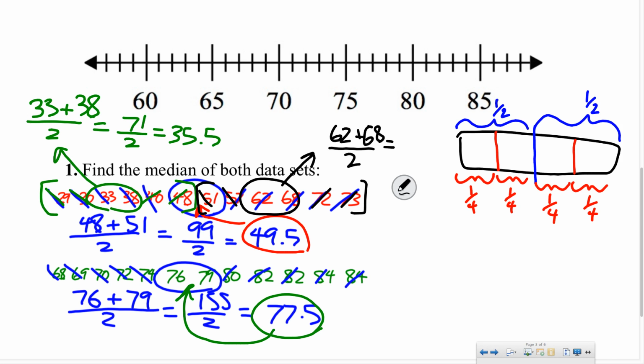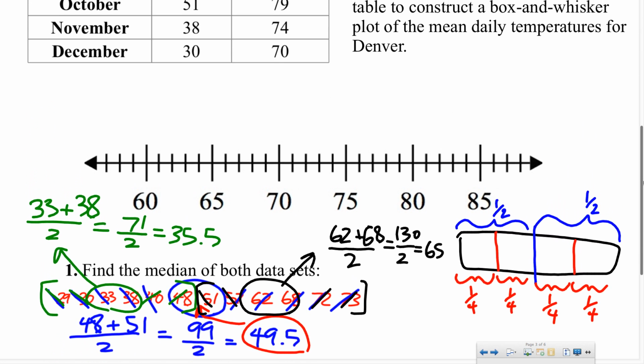Right? 60 and 60 is 120, and then 2 and 8 is 10. So 120 plus 10, 130. Divide by 2. And what's 130 divided by 2? What's half of that? 65. Okay, so guess what we got? We have everything we need for our box-whisker plot for Denver.